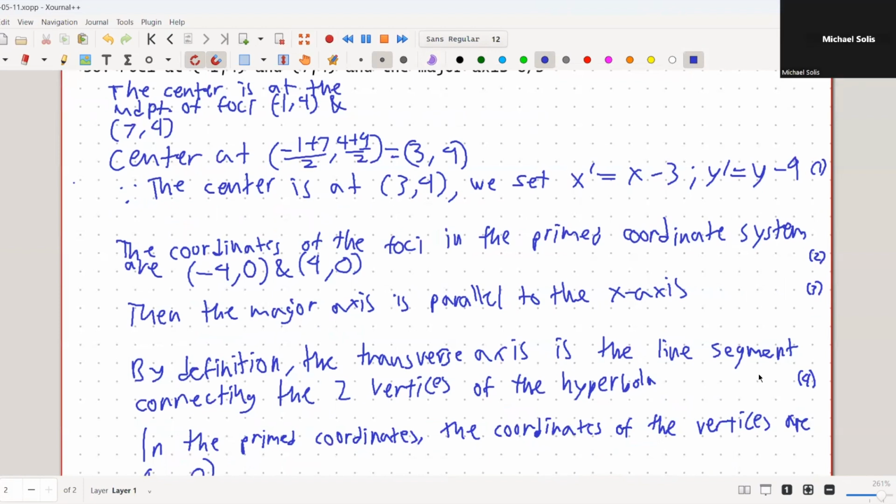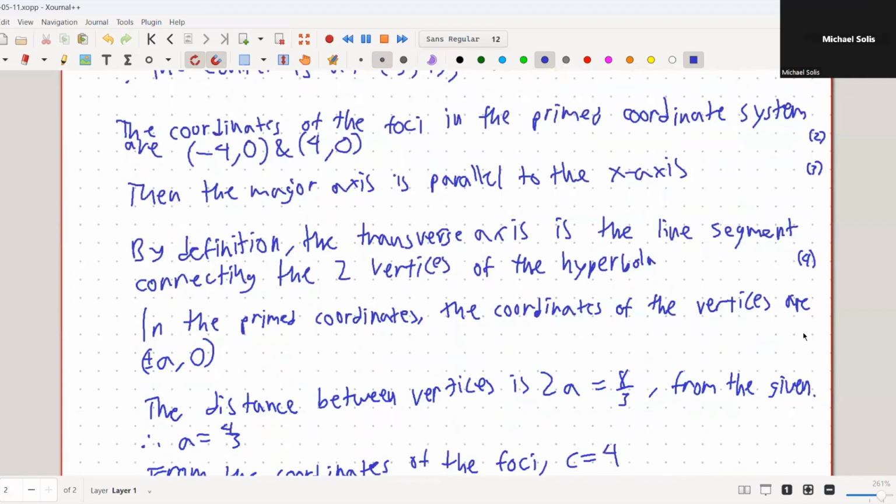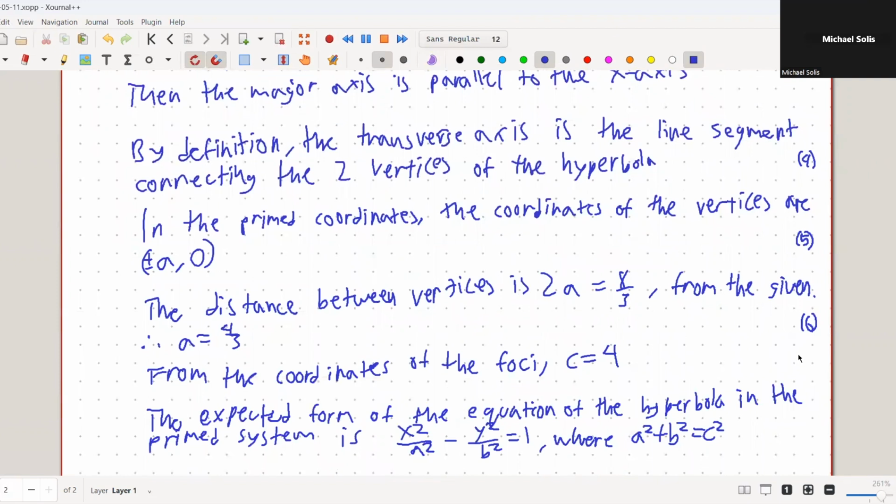Okay. And then statement 5. So in the prime coordinates, the coordinates of the vertices are, and then, so that's statement 5. And then the distance between vertices, blah, blah, blah, is, okay, so 8. And then you next.